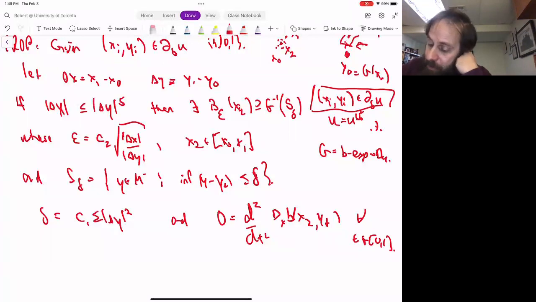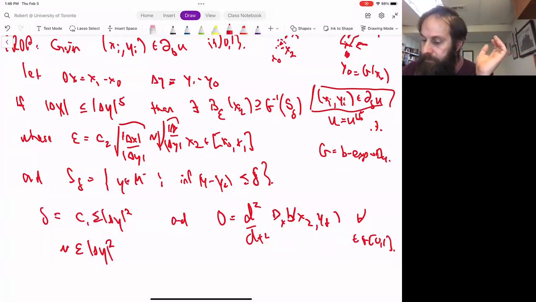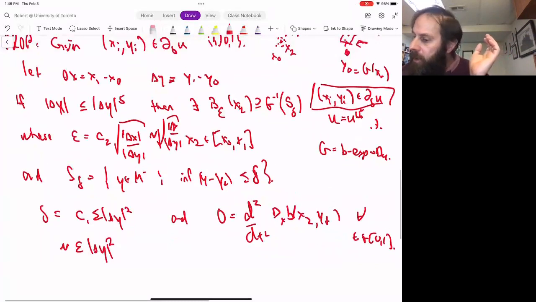And I'm going to probably drop the constant. So I'll just say this is proportional to epsilon delta y squared. And this is proportional to delta x over delta y. But I can choose these constants C1 and C2 later in the proof, whenever, give them whatever values are convenient. Okay, so that's the story.